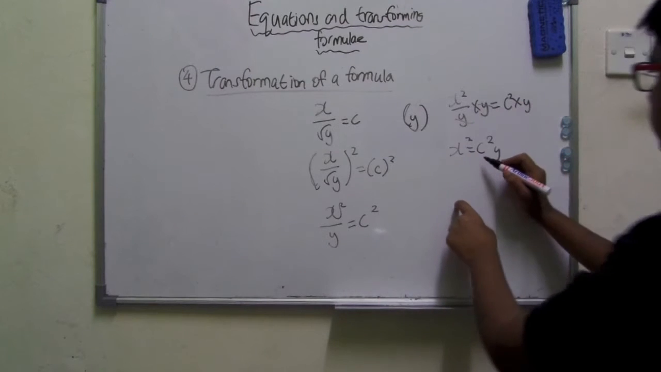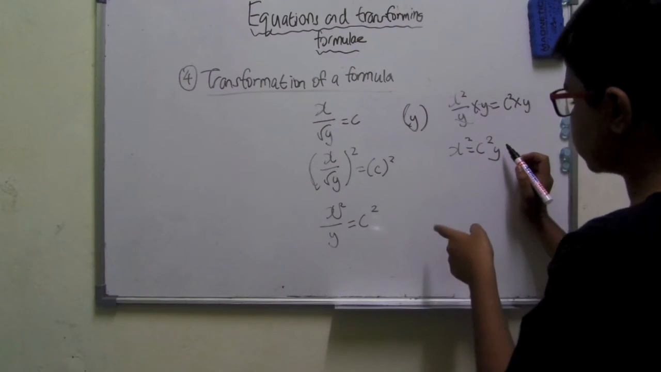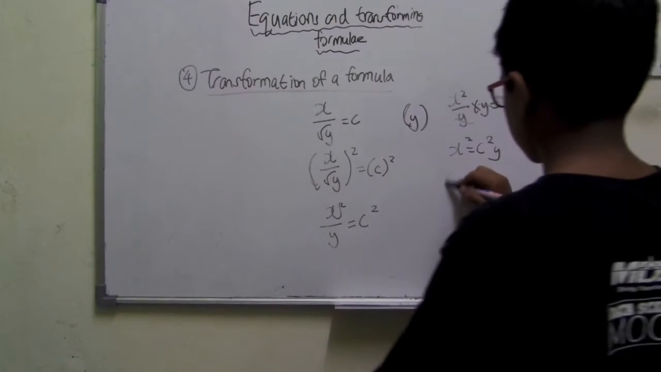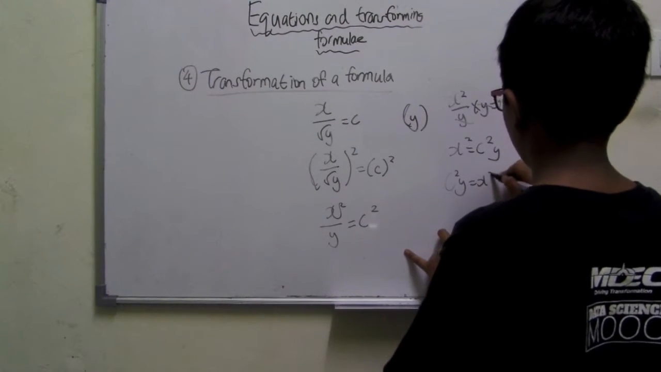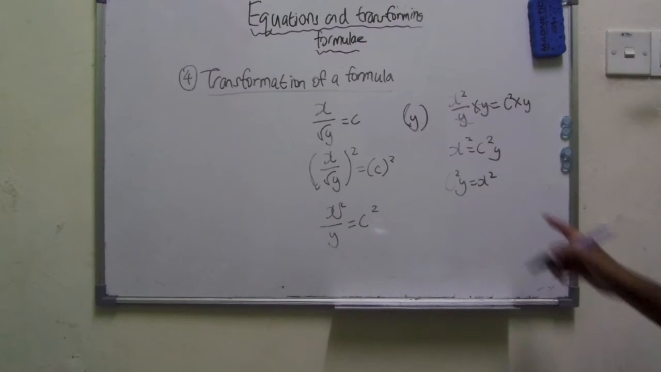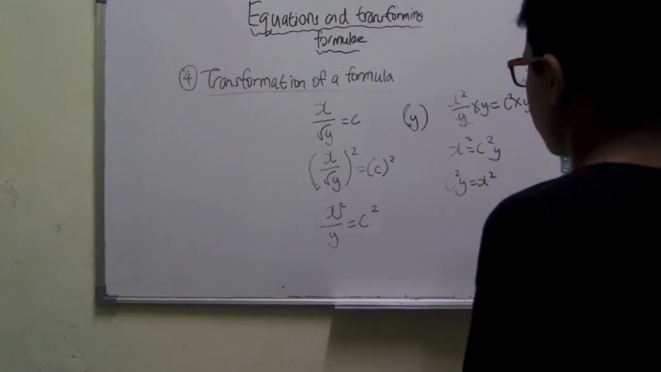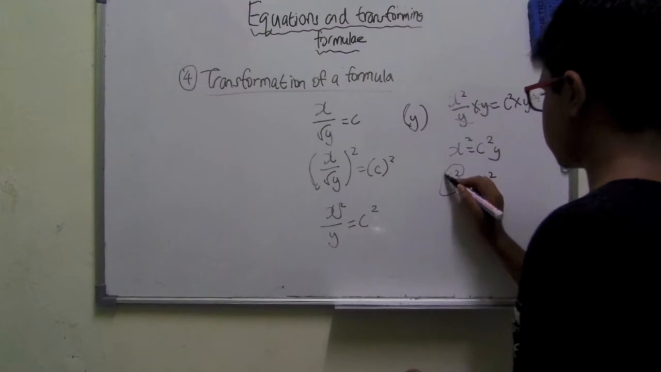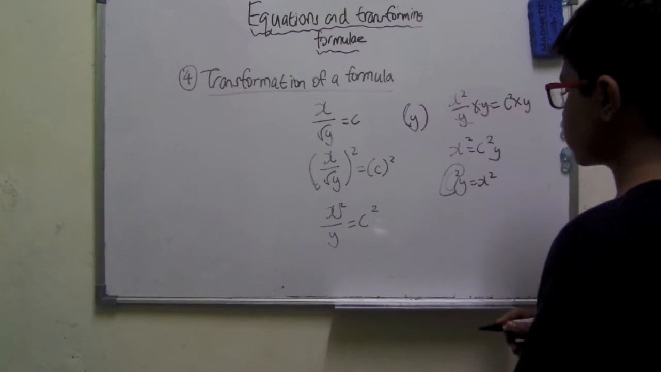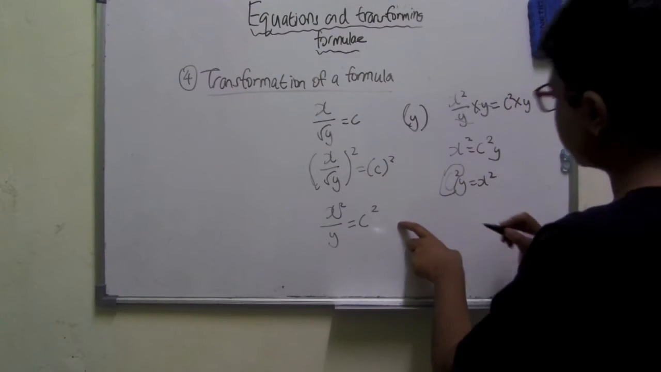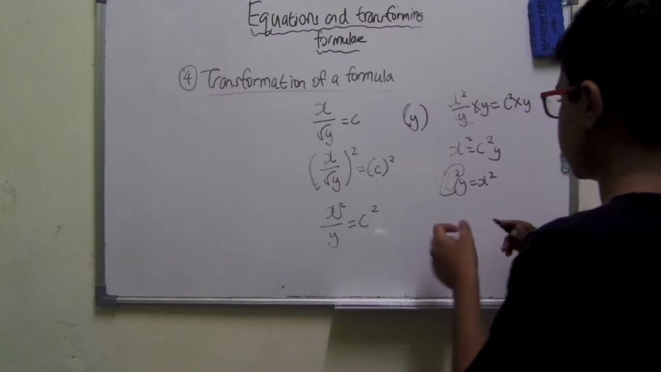Reverse it: whatever is on the right hand side becomes the left hand side, and the left hand side becomes the right hand side. So c squared y equals x squared. And then to make y isolated on one side, we must remove this unnecessary c squared. So multiply both sides by 1 over c squared, or divide both sides by c squared, you can do whichever.